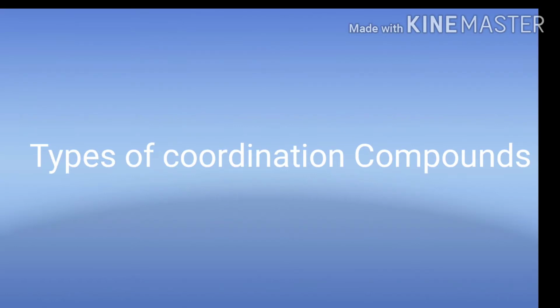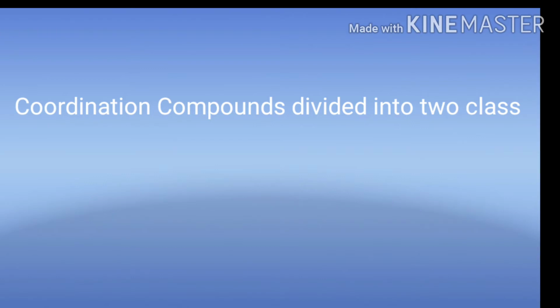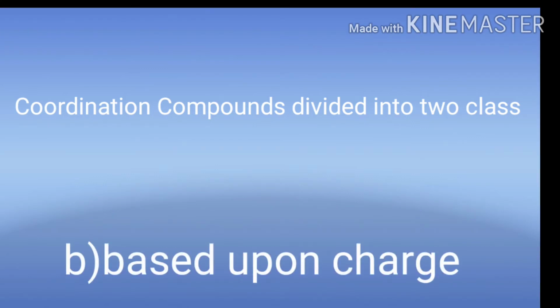Dear student, today in this lecture we are going to learn about the types of coordination compounds. The types of coordination compounds are divided into two classes. The first is based upon the types of ligand, in which same or different types of ligand are present, and the second is based upon the charge present on a coordination compound.